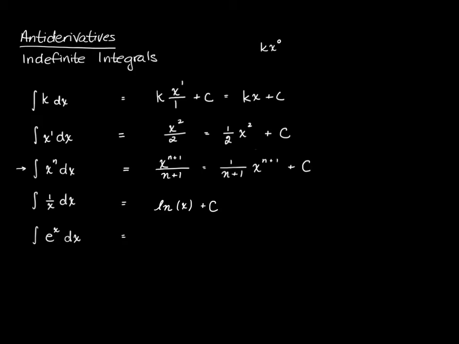The last one on this screen will be the integral of e to the x. Well, if we think about whose derivative is e to the x, in other words, when you take the derivative of a function and you end up with e to the x, what was that original function? Well, that's a pretty easy one too. It's just e to the x. And then, of course, the ubiquitous plus c.